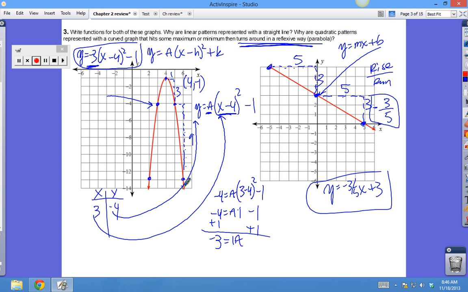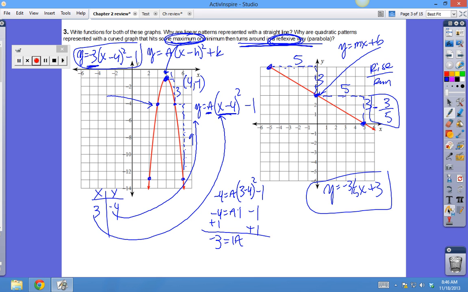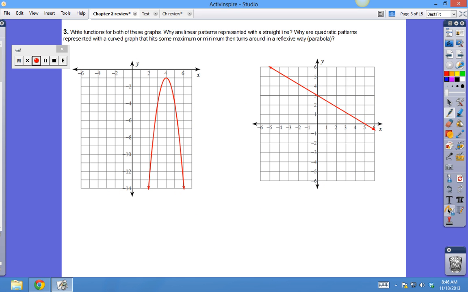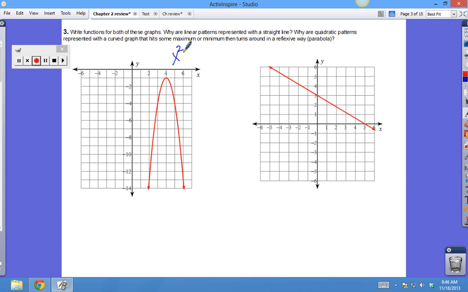But why is it reflexive? Why does it hit some maximum or minimum and then turn around and repeat itself? So this happens to be a maximum. Your vertex is a maximum because that's the highest it is ever going to get. And it is reflexive, or it is symmetric, because of the square, which is by definition quadratic.